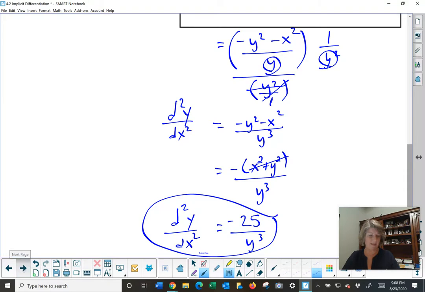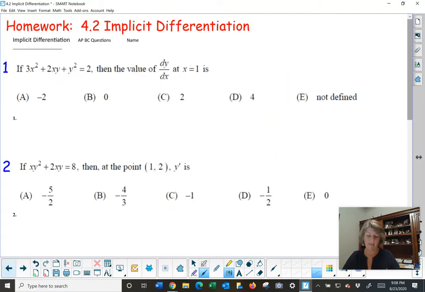All right, I think that's it. I think that is your homework. This homework page contains a lot of the AP questions, so it gives you a good taste of what implicit differentiation looks like on the exam.